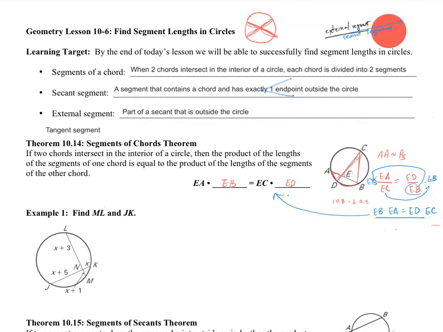Find ML and JK. So I'm going to set up my formula here. So I will do MN times NL equals NK times NJ. So MN is x plus 1, NL is x plus 3, NK is x, and NJ is x plus 5. So I can go ahead and solve this using algebra.